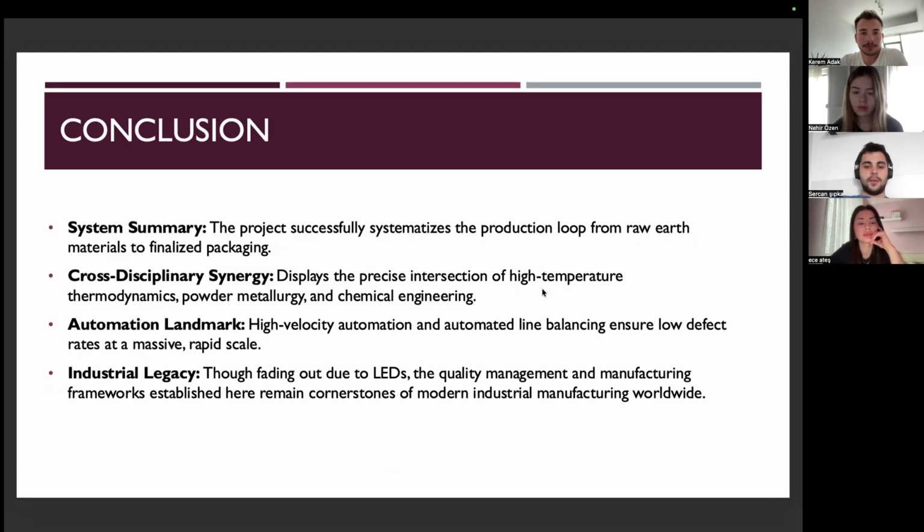To wrap everything up, this project shows how we manage the whole production line from start to finish. It is a great example of different areas of engineering working together in harmony. Even though these traditional bulbs are being replaced by LEDs today, the automation and quality systems we studied here are still the foundation of modern manufacturing worldwide.